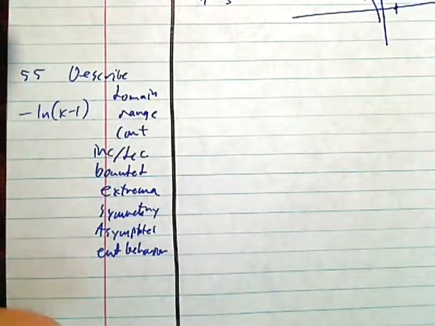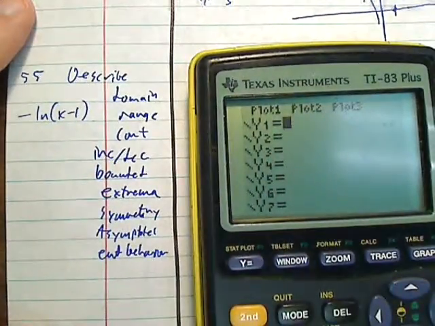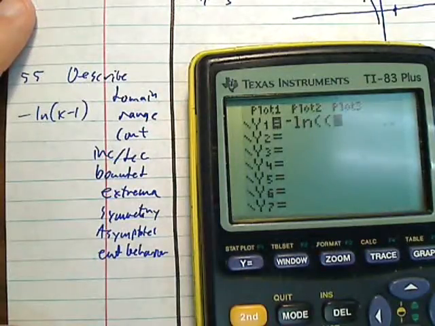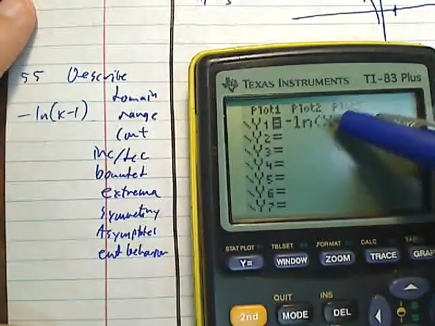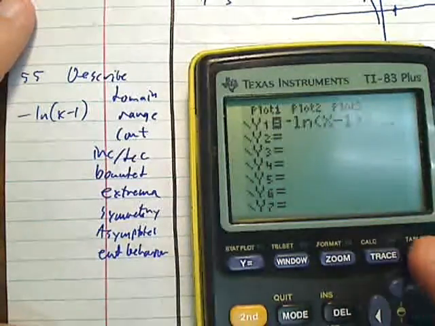All right, we're back. Let's take a look at this in our grapher. I want to graph negative natural log of x minus 1. And I guess we could have done some of this just by thinking about it, knowing our transformations, but let's go ahead and graph this.